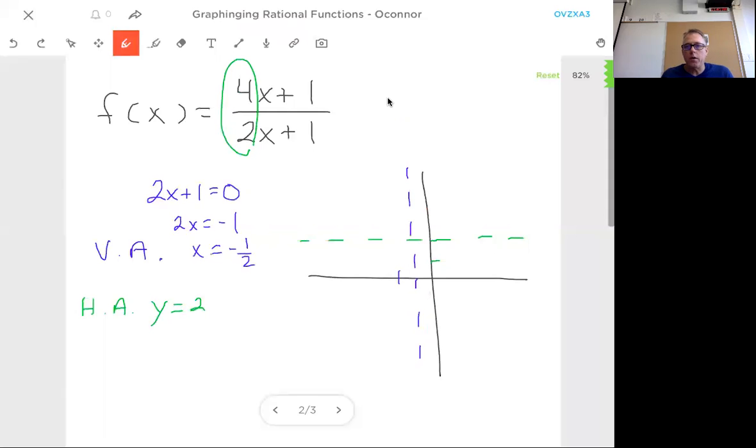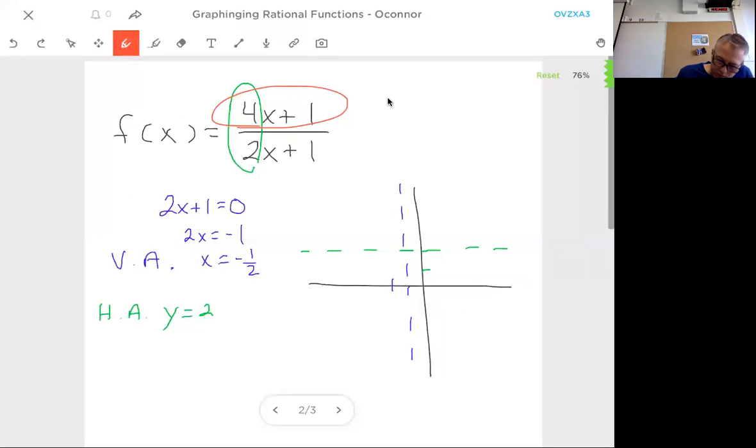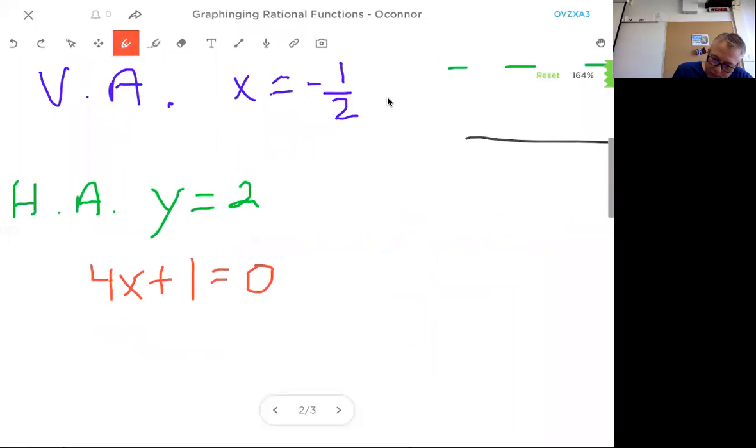One bit of information that's useful are the intercepts. To find the x-intercept, that's whatever makes the top equal to 0. So that's going to be at -1/4. But again, I could just write 4x plus 1 equals 0 and solve that, and that will be my x-intercept. So 4x plus 1 is equal to 0. I'm going to solve that, move the 1 over.